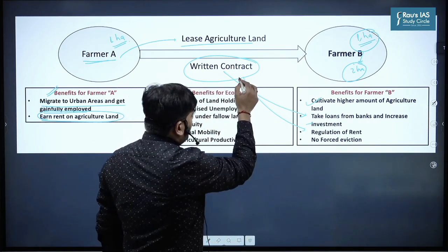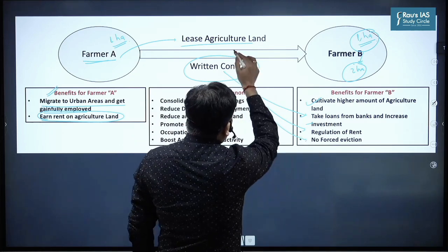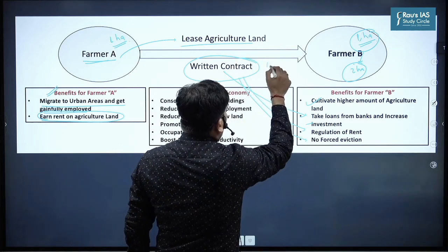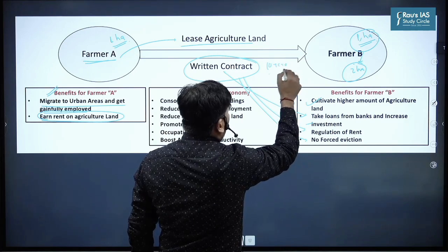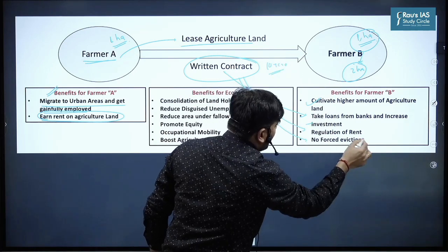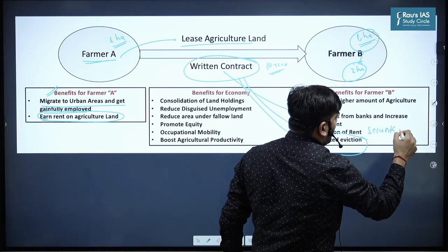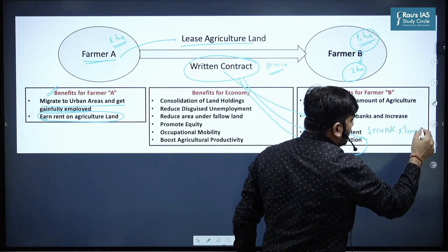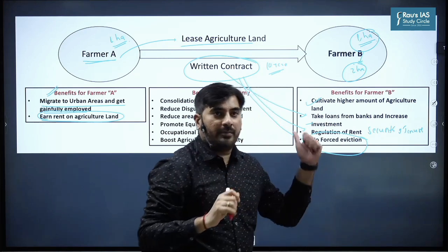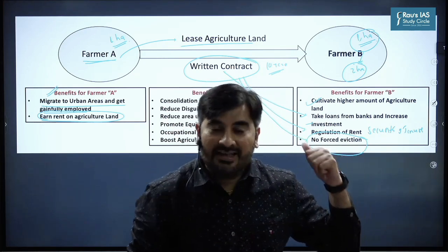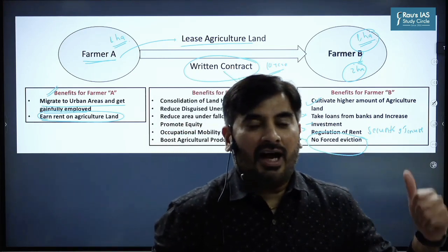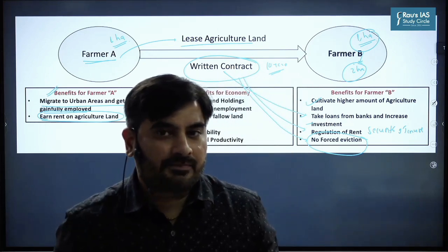This written contract will also provide that this leasing will be, say, for 10 years, for 15 years. So this farmer B has security of tenure. He knows for how long he is going to cultivate the agricultural land. So there is no exploitation for farmer B. Are you getting this? How is the economy going to get benefited?